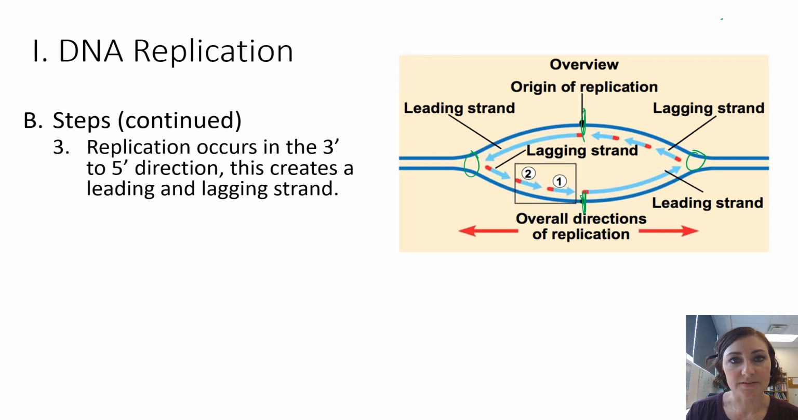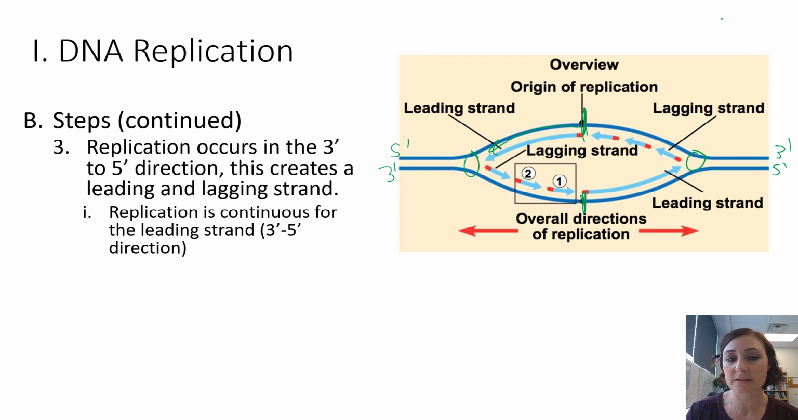Because this is not just simple and easy, we wind up with an issue. DNA can only be replicated in the 3' to 5' direction, meaning, as you know, these are anti-parallel, they run in opposite directions. So we can only replicate continuously from the origin of replication in the 3' to 5' direction. This creates a leading strand.